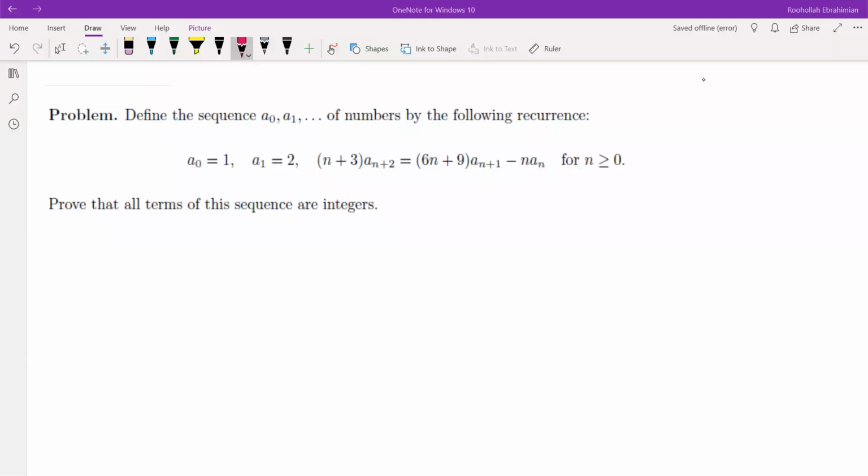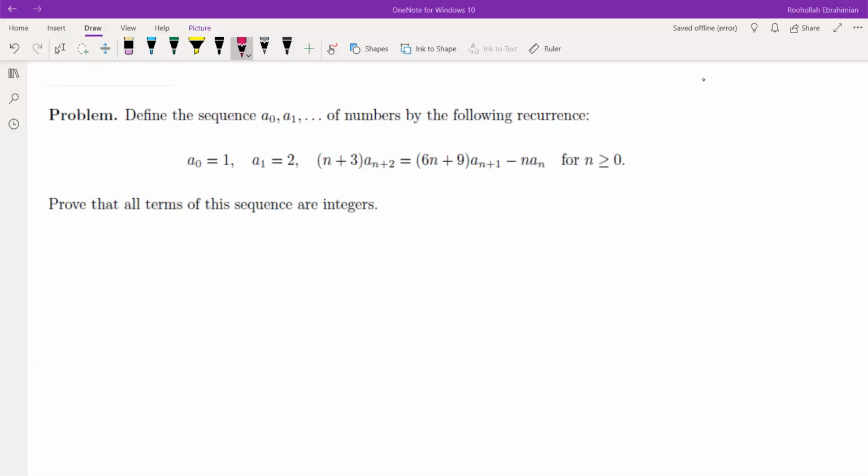Okay, so today I'm going to go over a problem involving a sequence. This is from IMC 2019, number 4. The problem is giving us a sequence of numbers defined by a recursion, and it is asking us to show that all of the terms of this sequence are integers.